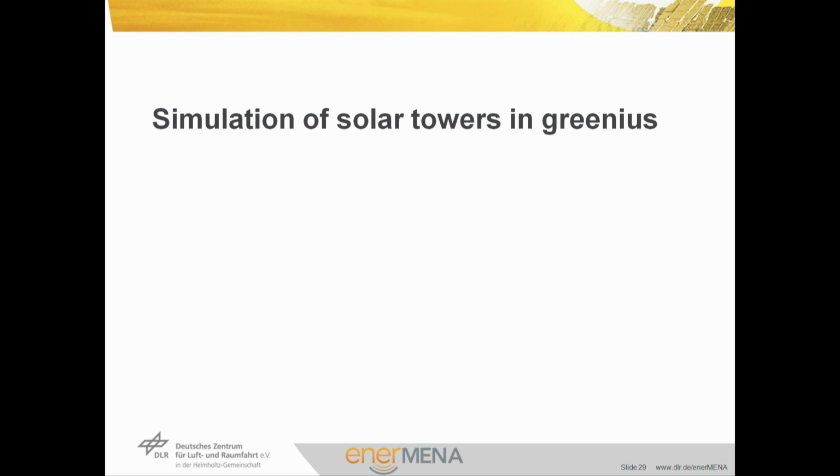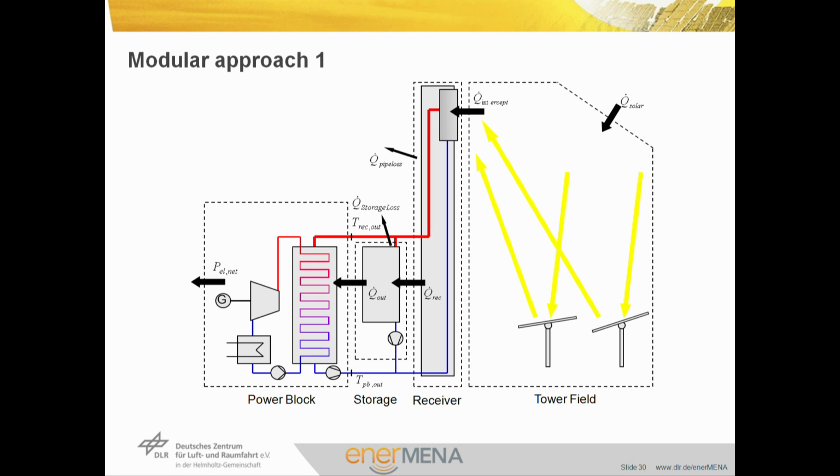I will now talk about the simulation of solar towers in Greenius. If you're going to talk about solar towers, they are a little bit different compared to parabolic troughs, since we typically have a heliostat solar field, which is individually designed for a certain site and may look quite different depending on the site, heliostat size, technology, and so on. We are also using a modular approach, so one model for the power block, one model for the storage. These both are very similar to those for parabolic troughs. Then we have a model for the receiver and the tower field.